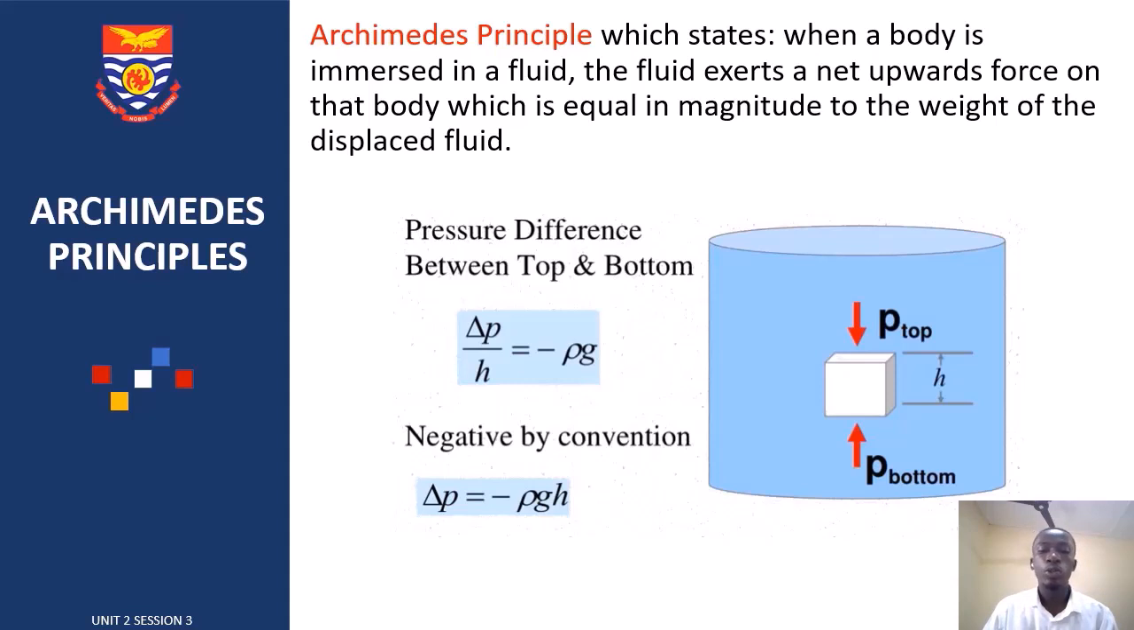And here, the two forces are going to be pressure down and pressure up. From our already derived formula, we know that the change in pressure is equal to what? Rho g h, where rho is the density, g is the acceleration due to gravity, and h is the height of the object. And it can be negative or positive, depending on the convention.